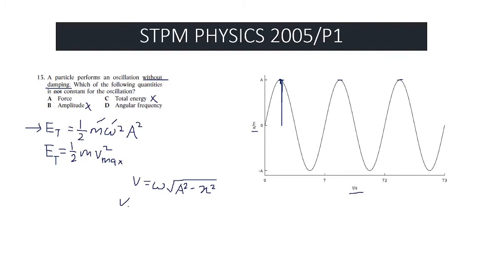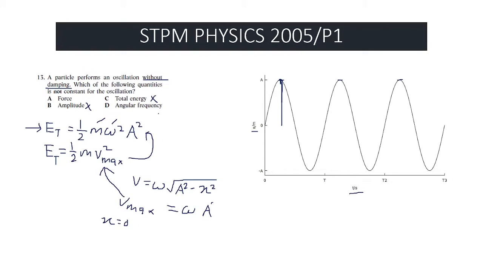Now when V is maximum, the x is equal to 0, so we will get omega a. And then here we substitute this V max inside here. Yeah, and then we can get our total energy. So this is not our answer.